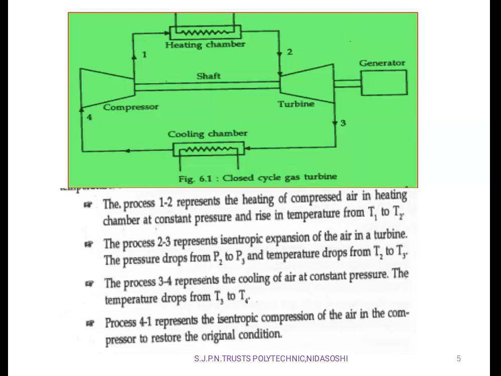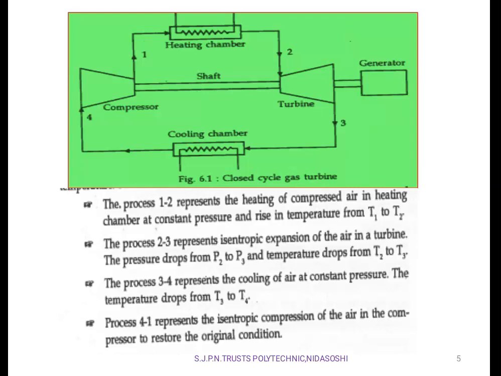The process 3 to 4 represents the cooling of air at a constant pressure. The temperature drops from T3 to T4. Here cooling means we are removing the heat, so that the temperature drops from T3 point to the T4 point. Process 4 to 1 is the isentropic compression of the air, where its pressure and temperature again increase and it is compressed to restore the original state.